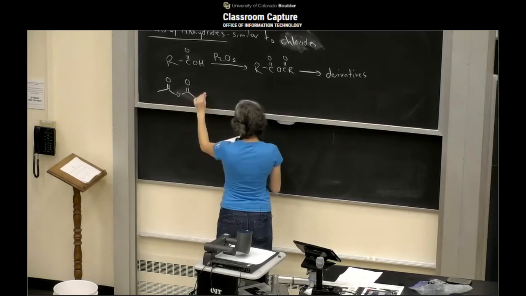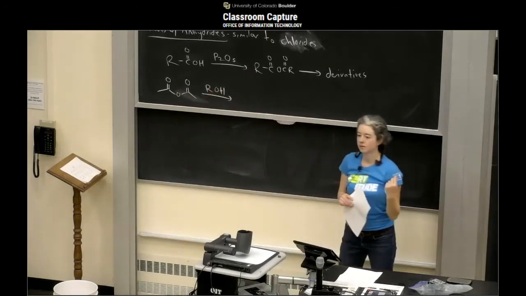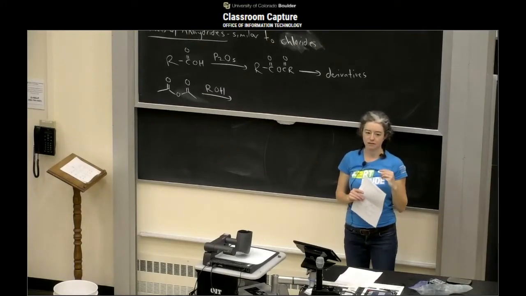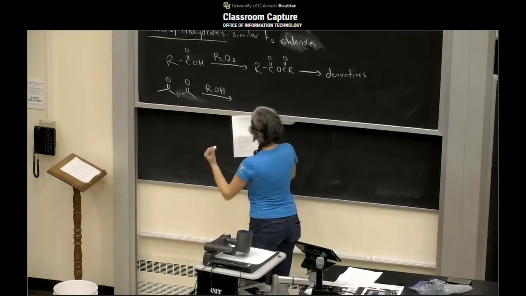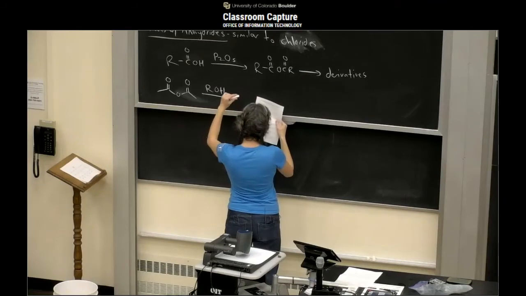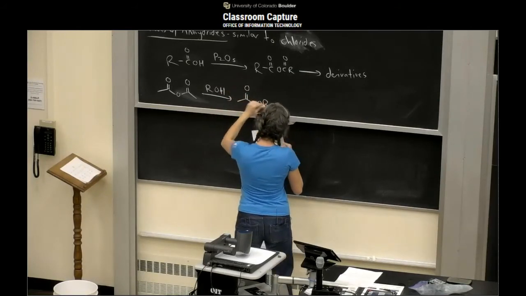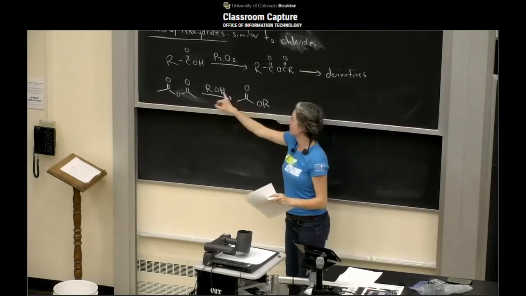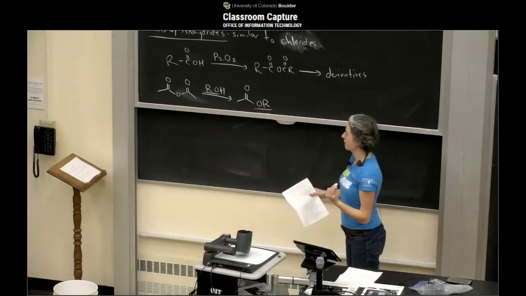Start out with an anhydride, react it with an alcohol. What derivative am I going to get out of this? Ester, right? I heard someone say ester. I can only hear a little bit from here, but okay. Yep, we're bringing in something that looks like the other half of the ester. So that's the OR group, and then the H just comes off.